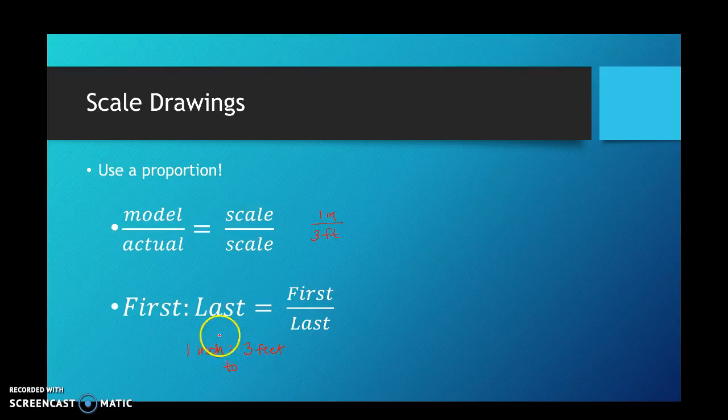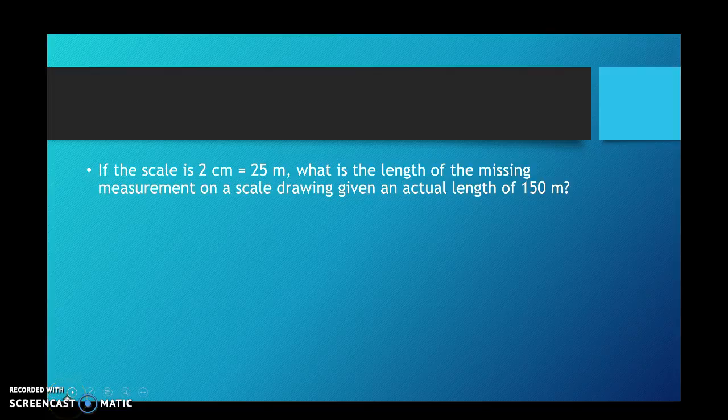So you're always going to put the first dimension, because that's always the drawing, on top, and then on the bottom is going to be the second dimension, or the actual. So make sure all of this is in that top box of your notes before you move on. All right, so let's just go right into an example.